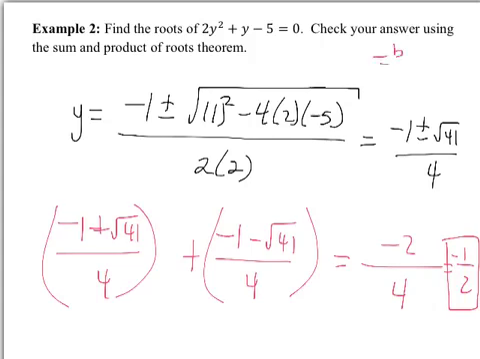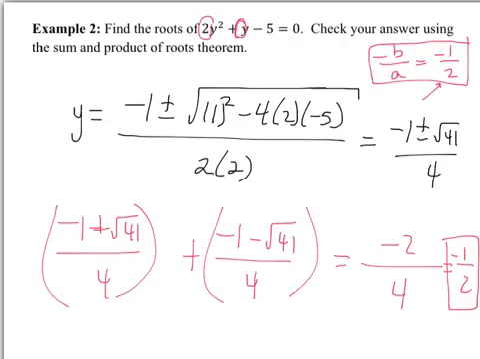So negative b over a, the sum of roots, is equal to negative 1/2. Let's see if that's true at the end. Well, we can check already, actually. Negative b over a would be negative 1, right? Because there's a 1 there, over 2, negative 1 over 2. So far we're good. Let's find the product of roots to prove this now.